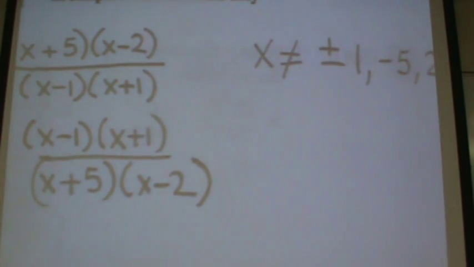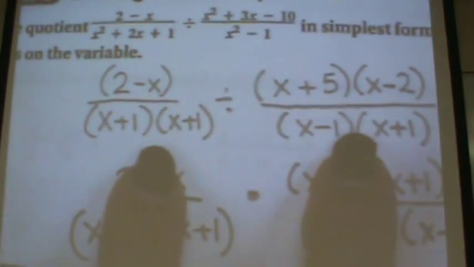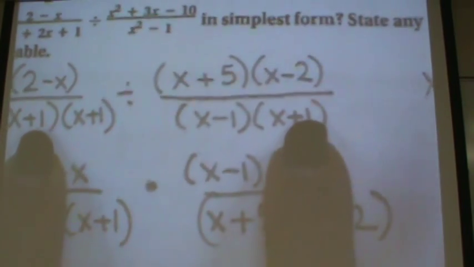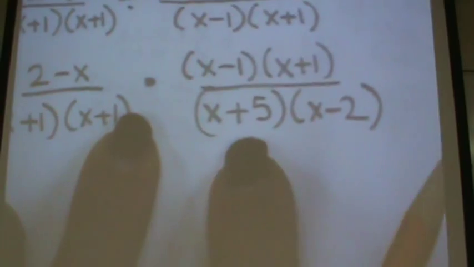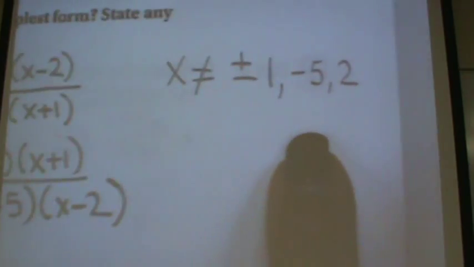You do that every time. Wait, what did you just do? First I stated the restrictions when it was a division problem. So I look at this and it can't be plus or minus 1. Then I flipped it and said, oh wait, we can't have negative 5 and 2 also. So I added those on my restriction list.